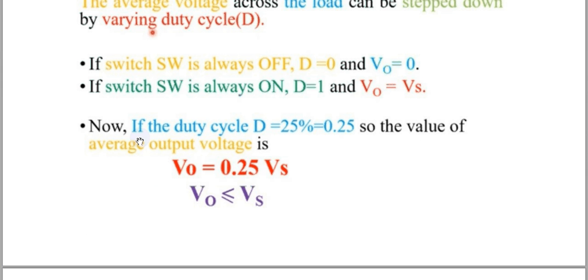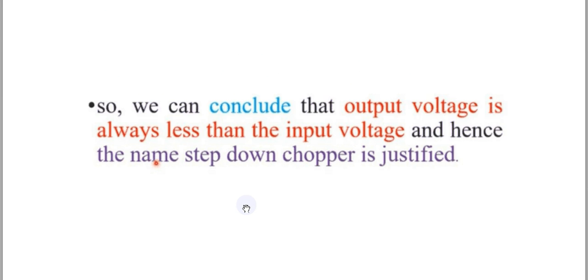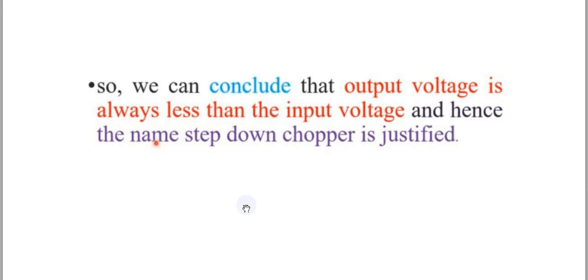Now in another condition, if the duty cycle is 25%, meaning 0.25, then the average output voltage is 0.25 Vs. That means V naught is less than Vs, meaning the output voltage is less than the supply voltage. So from this we can conclude that the output voltage is always less than the input voltage. That is why the name is step down chopper, which is justified. It is also known as the DC buck converter.